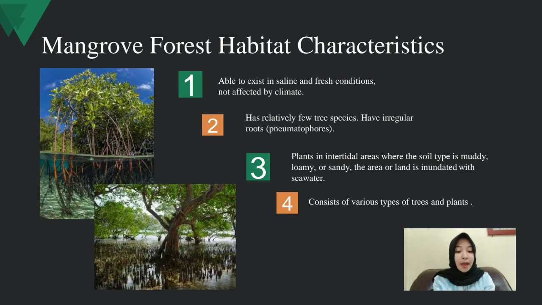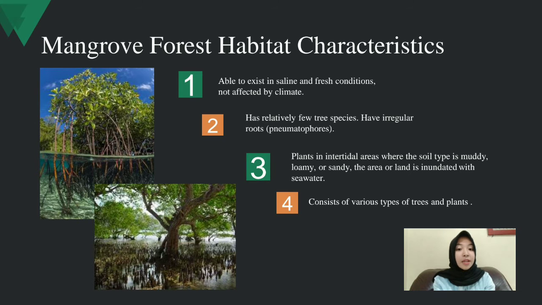1. Able to live in salty and fresh conditions, not affected by climate. Mangrove forests are found in muddy coastal tidal areas, always protected from wear, through the surface air and brackish water with salinity of 2 to 22 per mil to reach 38 per mil.